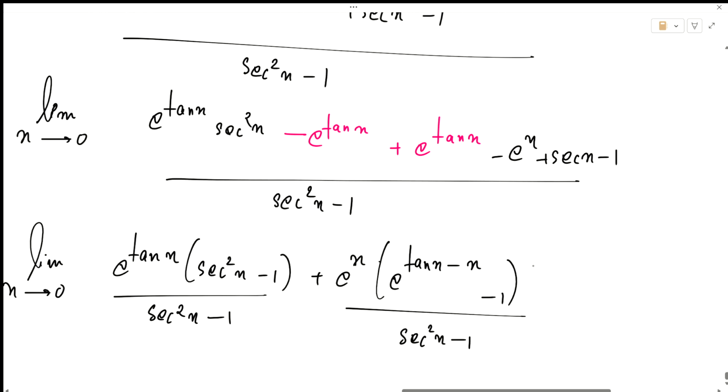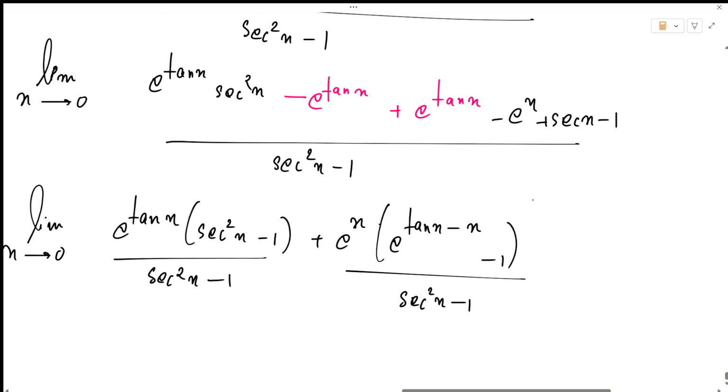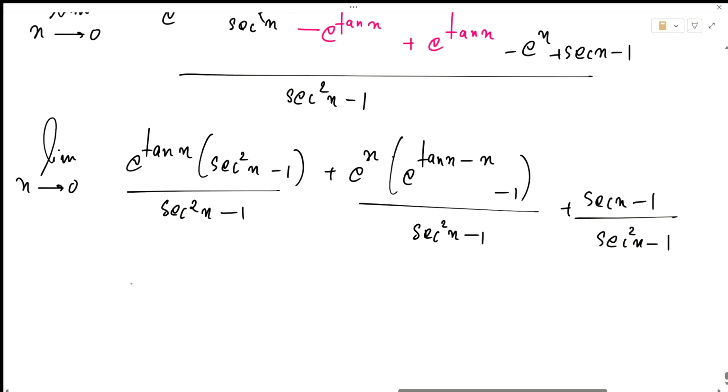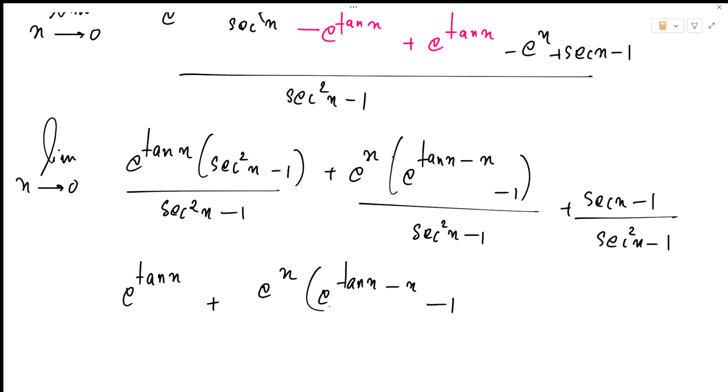And then over there, you have plus sec x minus 1 upon sec square x minus 1. Now you can clearly see this cancels out, so e to the power tan x is what we get, plus e to the power x times e to the power tan x minus x minus 1. Now sec square x minus 1 is simply tan square x.